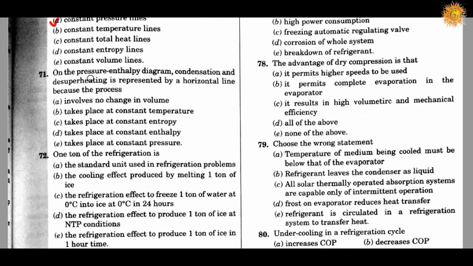Question 71. On the pressure enthalpy diagram, condensation and de-superheating is represented by a horizontal line because the process. Option A involves no change in volume. Option B takes place at constant temperature. Option C takes place at constant entropy. Option D takes place at constant enthalpy. Option E takes place at constant pressure. Correct answer is E, it takes place at constant pressure.